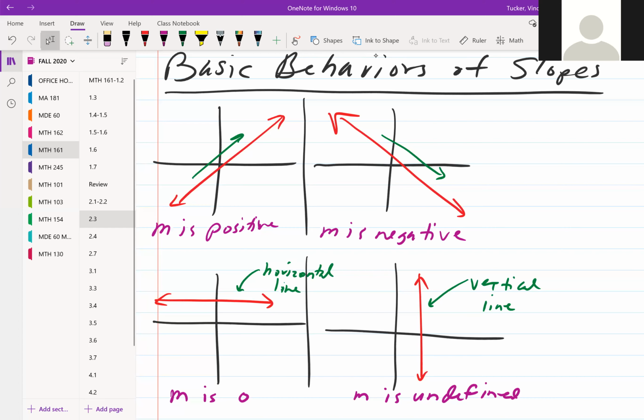All right. Once again, you always follow your graph going from left to right. If it's going up, your slope is positive. If it's going down, your slope is negative. Horizontal line, your slope is 0. Vertical line, your slope is undefined.